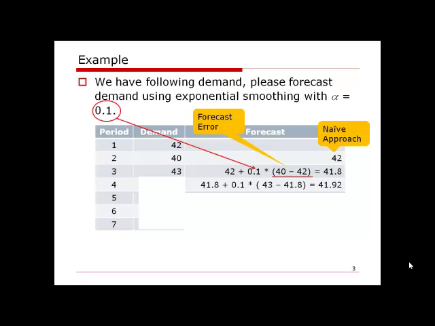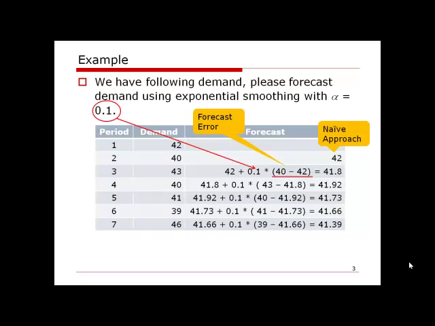Now we see the forecast for period 4 is based on the forecast of period 3, which is 41.8, and the actual demand of period 3, which is 33. Of course, the smoothing constant alpha is used as well. And similarly, the whole process can keep going on and on.